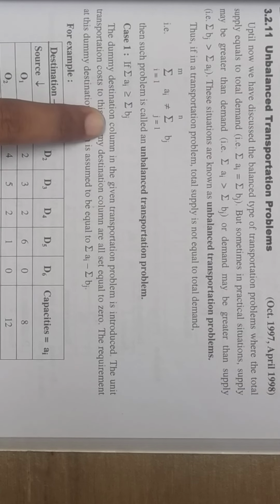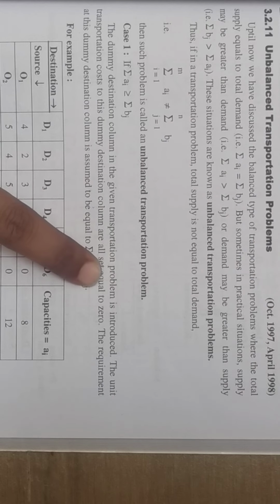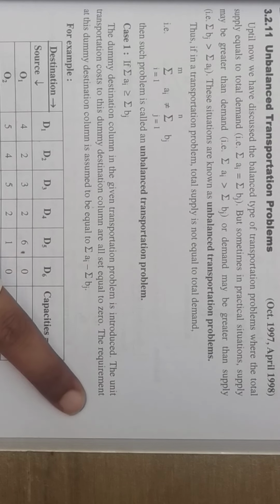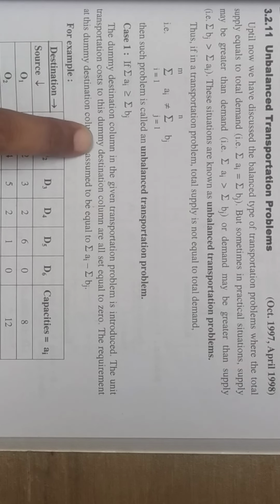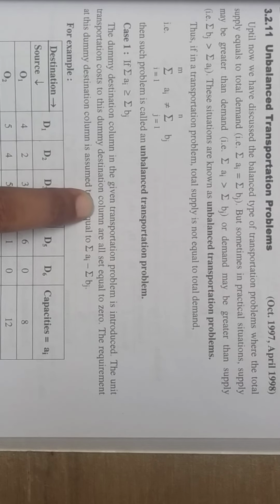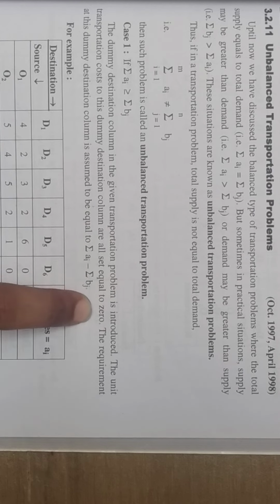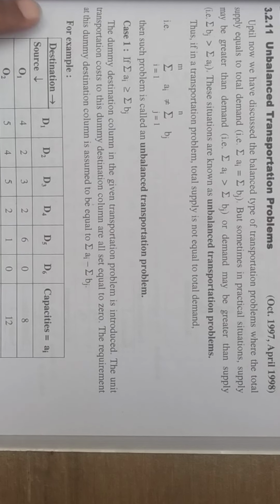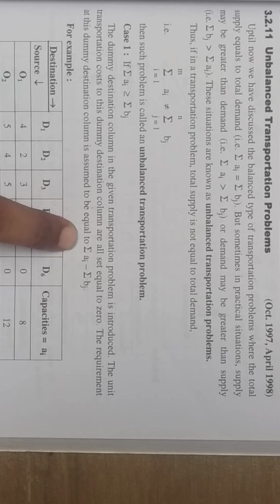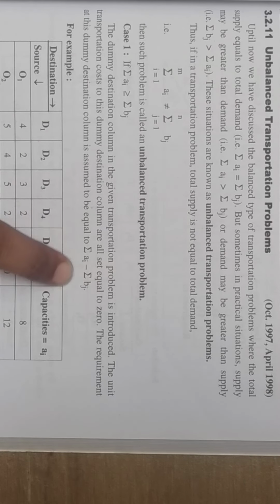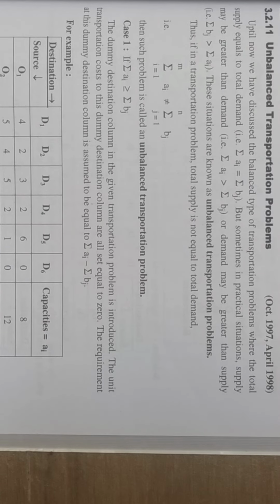A dummy destination column is introduced in the given transportation problem. The unit transportation costs to this dummy destination column are all set equal to 0. The requirement at this dummy destination column is assumed to be equal to summation Ai minus summation Bj.